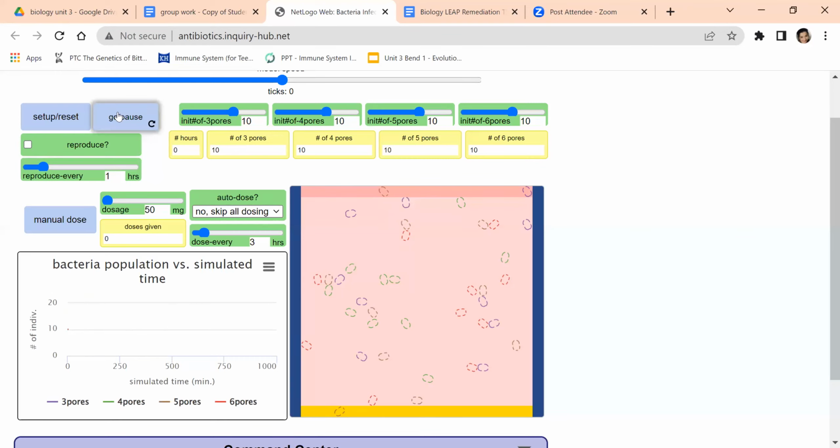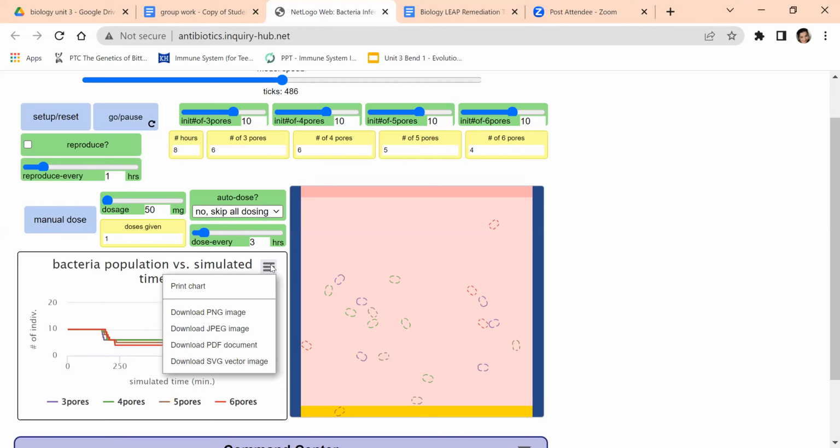I'm going to start the simulation and manually dose antibiotics. Watch as the antibiotics come down from the top of the little window pane. And there they go, and you can see they're eliminating some of the bacteria. Now all of my antibiotics are gone, so I'm going to pause. And I'm going to look over here at my graph. I'm going to make it a little bit bigger. Let's see.